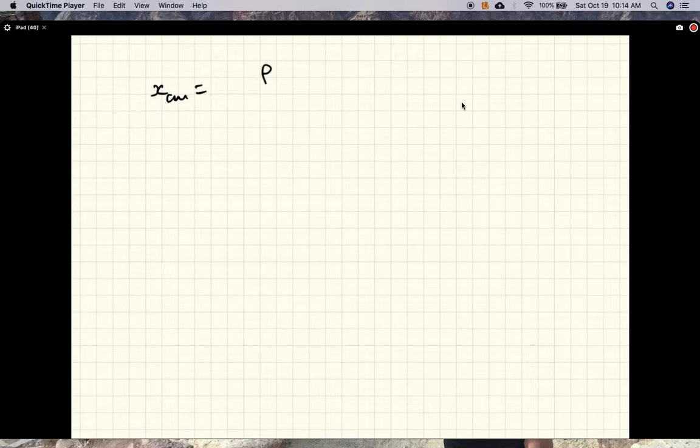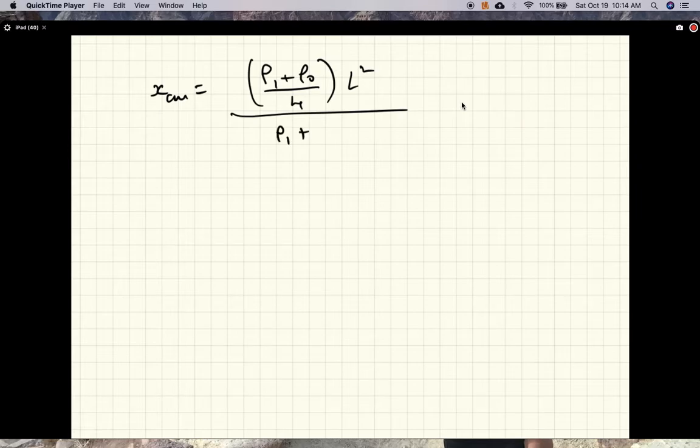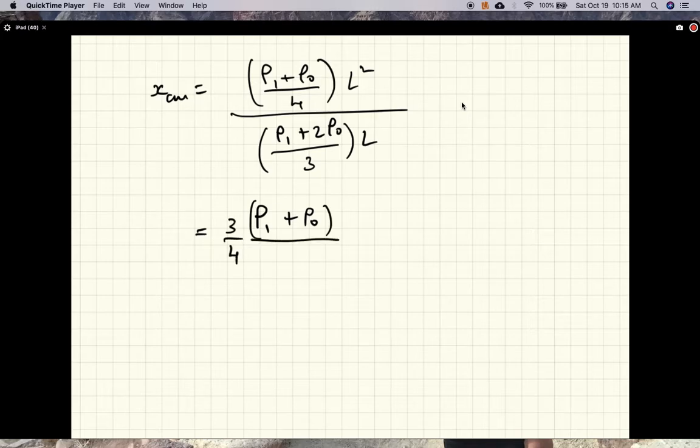So the numerator is (rho 1 plus rho naught) divided by 4, times L squared, and the denominator is (rho 1 plus 2 rho naught) divided by 3, times L. Alright, so the x center of mass becomes 3/4 times (rho 1 plus rho naught) divided by (rho 1 plus 2 rho naught), times L.